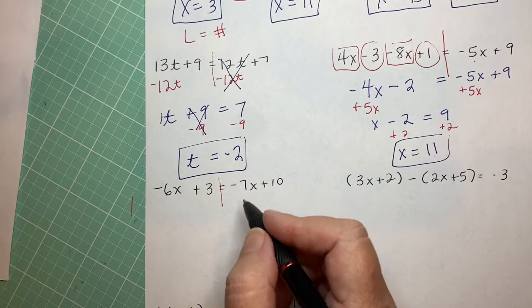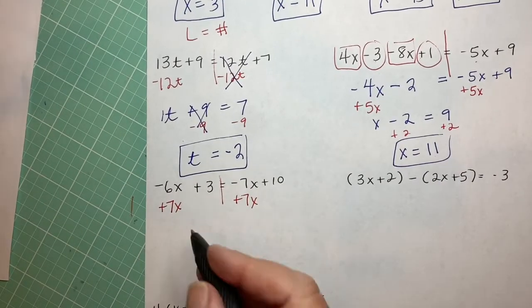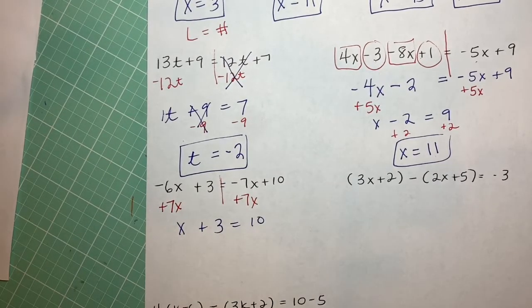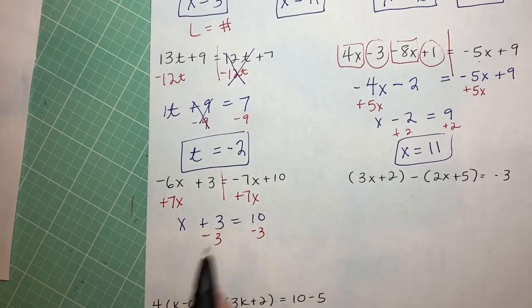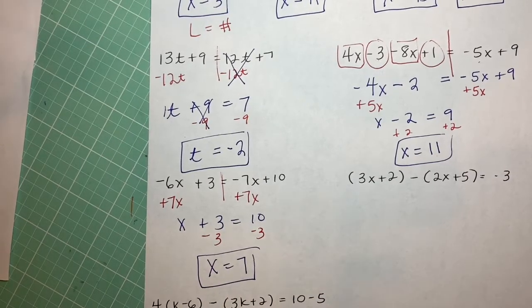So this is a minus 7x, so I'm going to add a 7x to both sides, which leaves me x plus 3 equals 10. And then I need to move my number to the right, so I'm going to minus a 3, leaving me x equals 7.